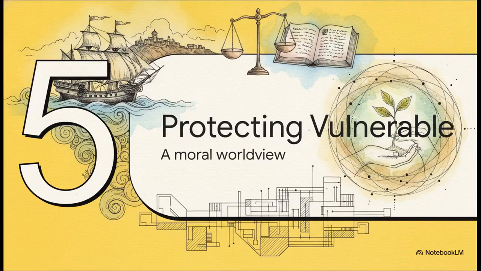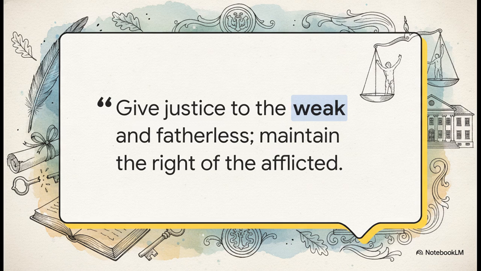Let's look at the bigger picture in Section 5, Protecting the Vulnerable. Why does a fair society matter beyond just the daily politics? Well, it connects to a much deeper moral worldview. Psalm 82 verse 3 commands, "Give justice to the weak and the fatherless, maintain the right of the afflicted and the destitute." That is a profoundly heavy command.